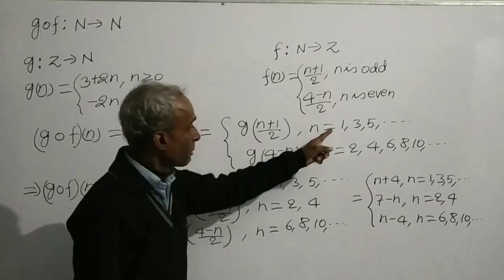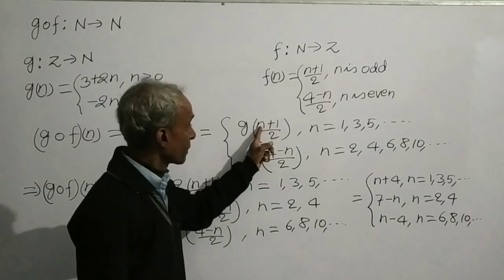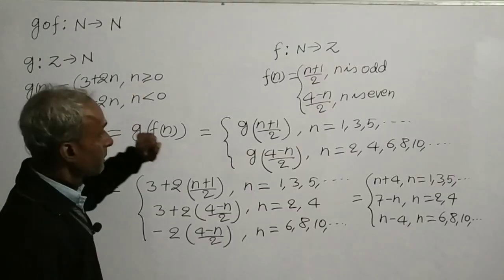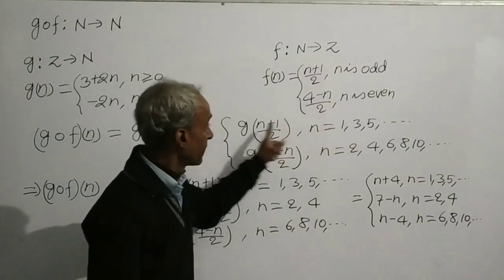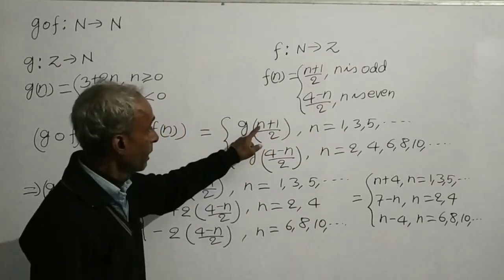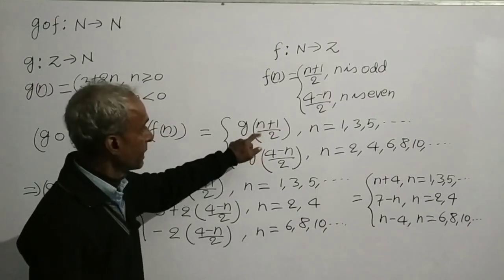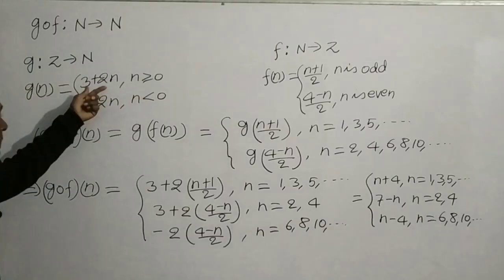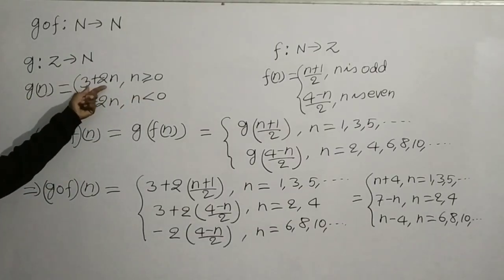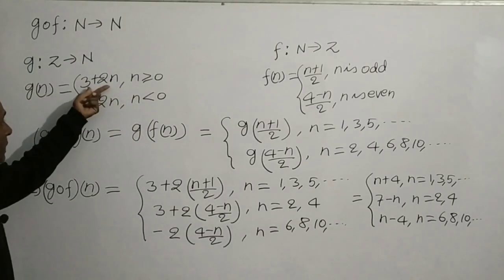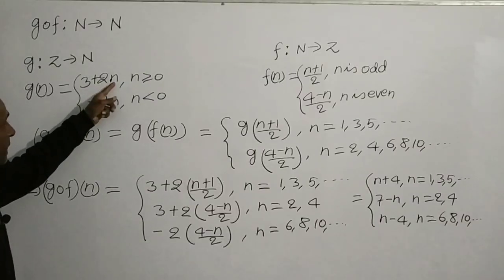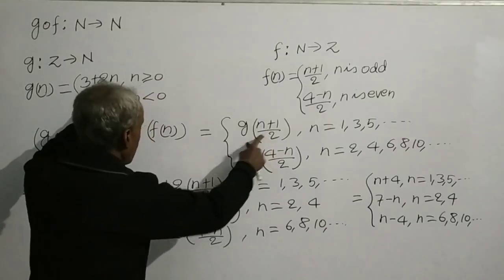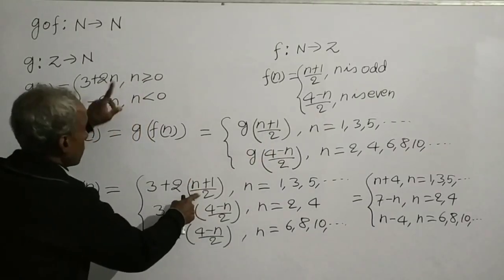When we put 1 here in place of n, we get 1, a positive integer. When we put 3 in place of n here, we get (3 plus 1) by 2, some positive integer. Therefore, function g will be written according to this rule. In place of this n, we will write (n plus 1) by 2.